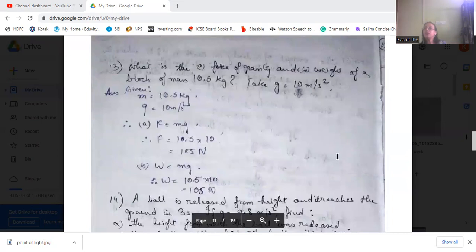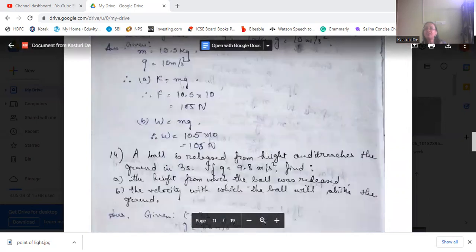Then what is the force of gravity and weight of a block of mass 10.5 kgs, g is equal to 10 meter per second square. Mass is given 10.5 kgs and gravity is 10 meter per second square. So force we know is mass into acceleration due to gravity. So 10.5 into 10, that is 105 Newton. Now weight. Weight is m into g. Again the same thing, mass into gravity, that is again 105 Newton.